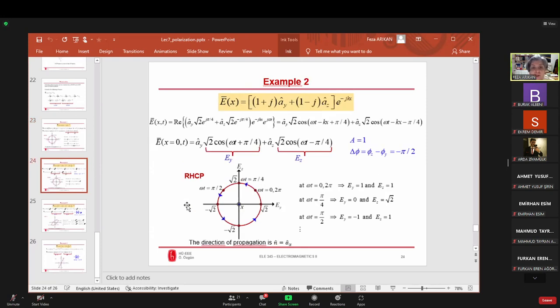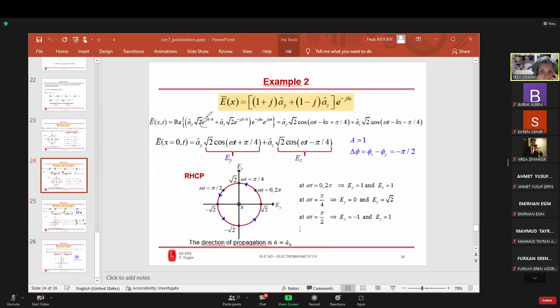So in this example, for example, (1 + j)ay + (1 - j)az. And this time the propagation direction is plus x direction. Okay, so I'm going to orient my y and z axes in a way that their cross product with respect to your right hand should give you the positive x direction. Okay, and then I represent them in the phase terms. So 1 plus j and 1 minus j have the same magnitude, square root of 2, but their phases are different, as you see.